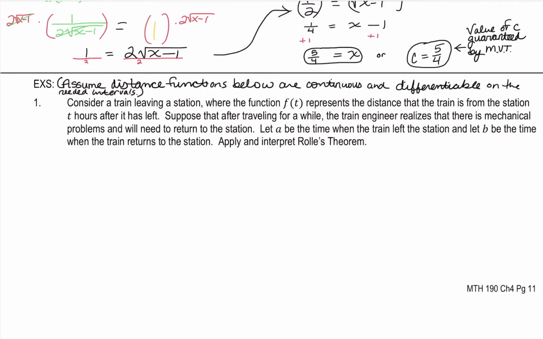We're going to look at a few examples of some applications that will put Rolle's theorem and the Mean Value Theorem into some kind of real world context.